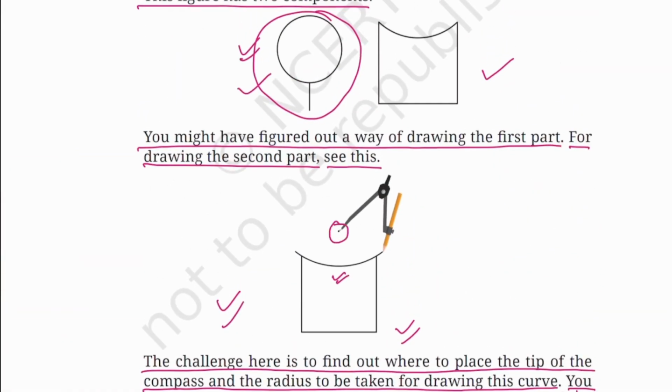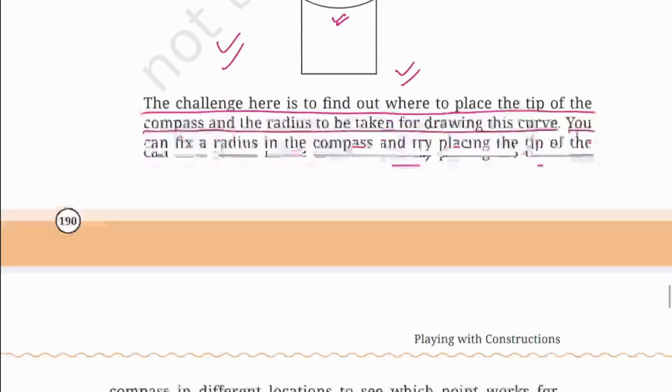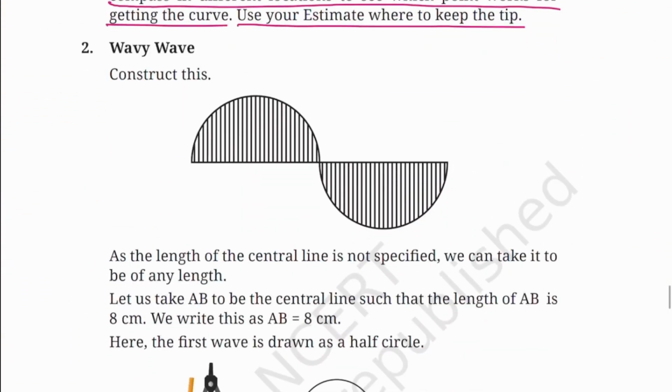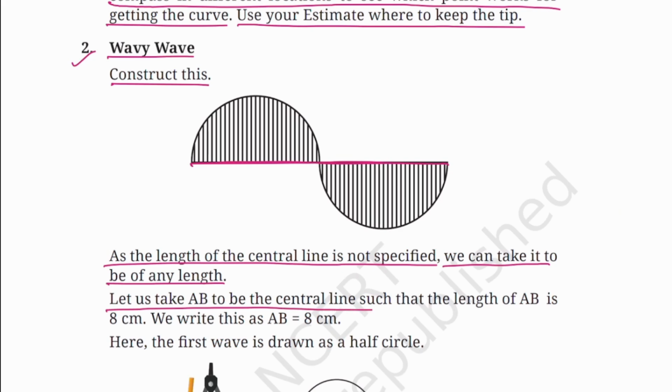You have to try and try for this point. 2. Wavy wave. Construct this. As the length of the center line is not specified, we can take it to be of any length. You can take any length for this line segment. Let us take AB to be the central line such that the length of AB is 8 cm. We write this as AB = 8 cm.